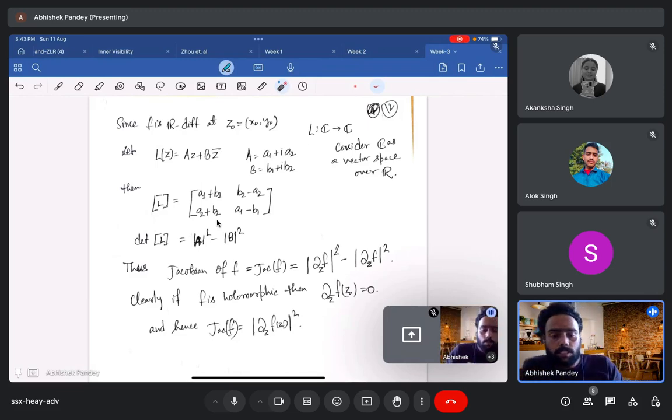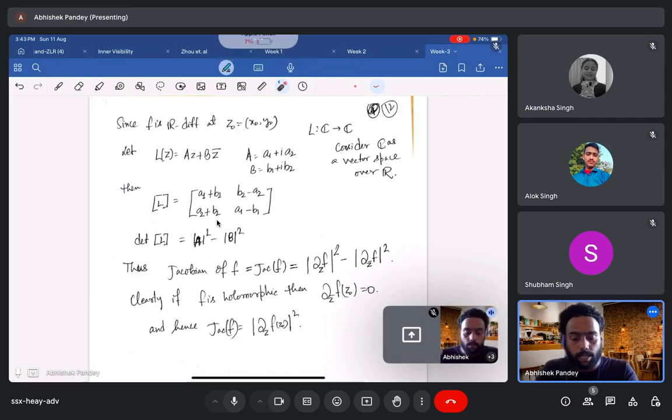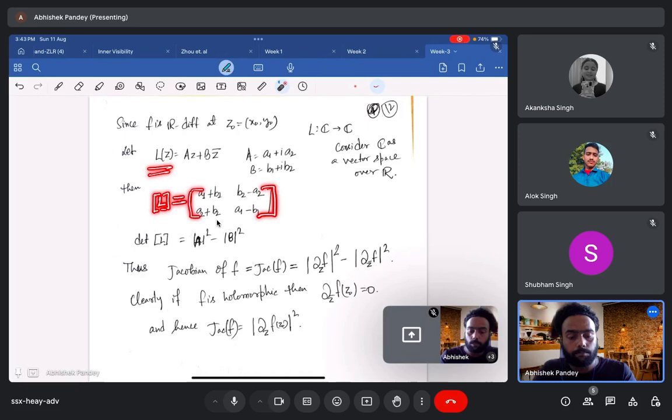Since f is R-differentiable at z naught, there exists an R-linear map, which is of the form L(z) = az + b z bar. If you want to write the matrix form of this linear transformation, it will be this one. Now, if you calculate the determinant of this matrix form, it is nothing but |a|² minus |b|².